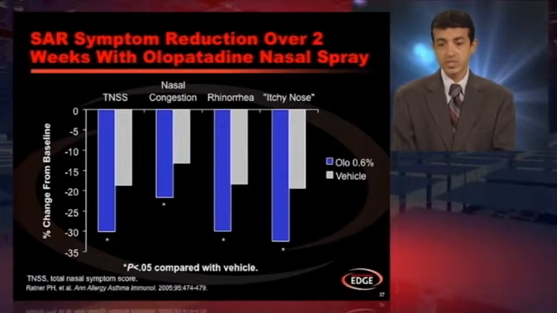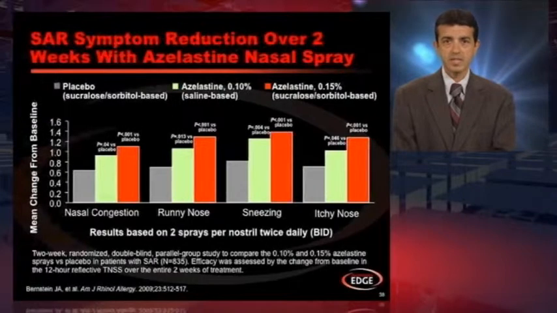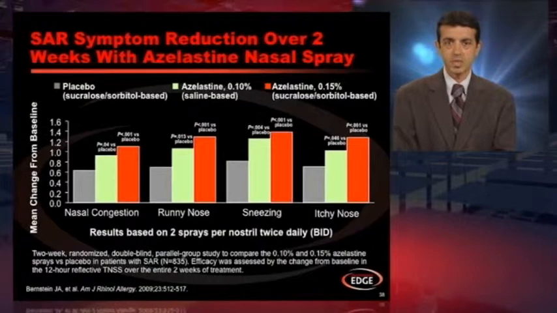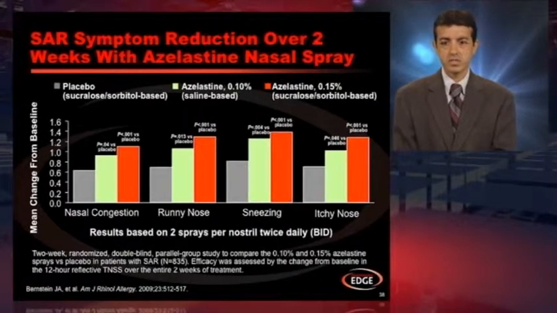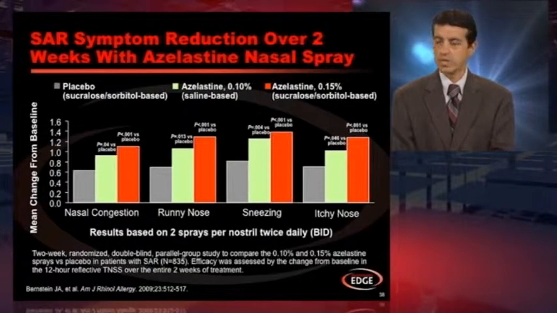Here you see the other intranasal antihistamine, azelastine, and that has had several formulations over the years. So in the different colors you see, for example, in the yellow or yellowish, azelastine 0.1%, and then it was reformulated to a sucralose sorbitol base, and that was the azelastine 0.15%. Nevertheless, if we look at the individual domains of the TNSS, we see significance for the two active drugs relative to placebo. Again, on the y-axis, it's mean change from baseline. This is a very standard trial design for the development of AR medications.